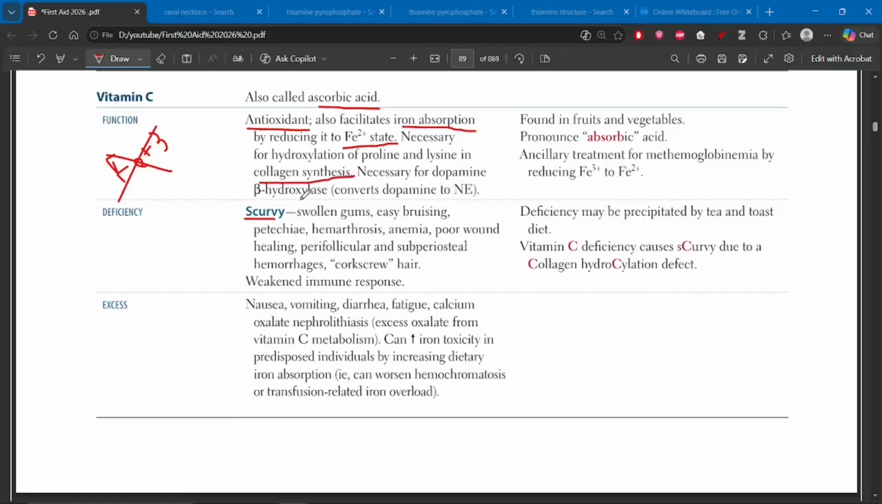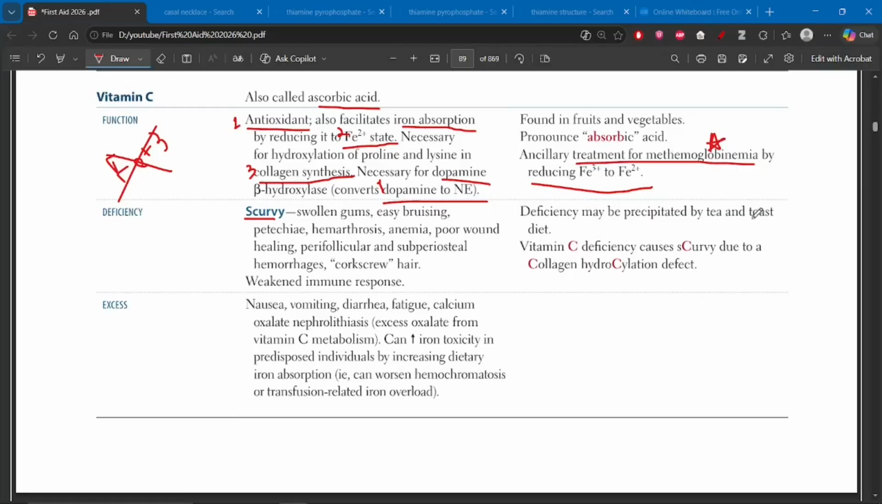And it is also necessary for dopamine beta hydroxylase, which converts dopamine to norepinephrine. So you have four functions: antioxidant, reducing iron, collagen synthesis, and dopamine beta hydroxylase, which converts dopamine to norepinephrine. It's found in fruits and vegetables. I don't know what they've written here, but you can see for yourself. Ancillary treatment for methemoglobinemia by reducing Fe3+. So this is a miscellaneous point. It is important that it can be used in the treatment of methemoglobinemia. So this is a supportive treatment.